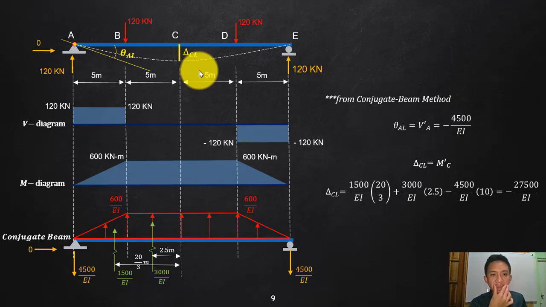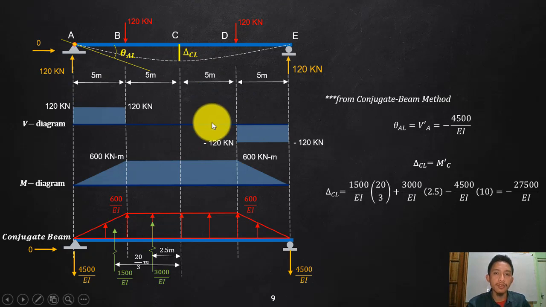Okay, but for me, I will be using the conjugate beam because that is what I'm used with. And of course, if I show you this, your conjugate beam method might also interest you, because actually the procedure here is simple. All you need to do is draw your M over EI diagram.